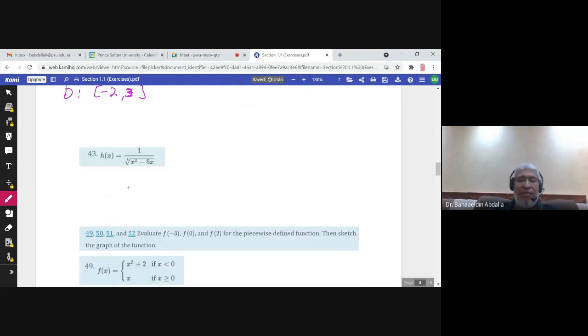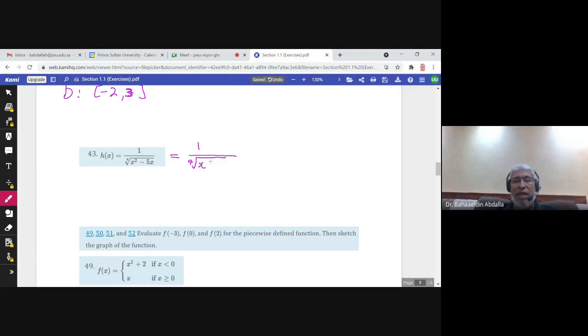Here I have a fourth root in the denominator. Well, the fourth root is like the square root. This quantity x squared minus 5x cannot be negative. If it is negative, the calculator will say math error. The fourth root of negative 1 is not a real number. Also, this is in the denominator, so it cannot be 0. So the first step, I will factor x squared minus 5x.